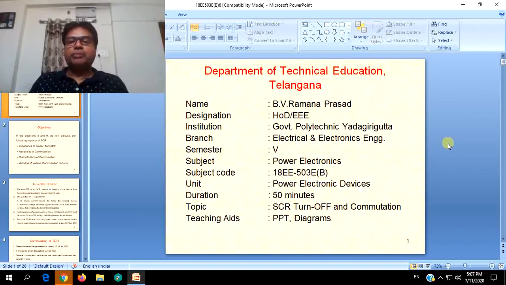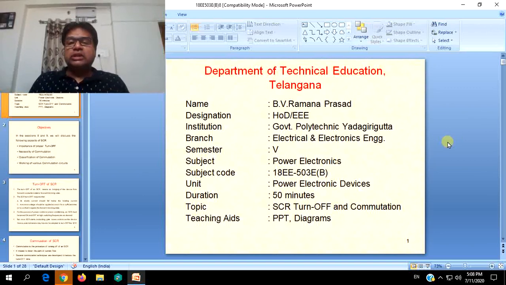And the basic point, we already know that turn off times are very long when compared to turn on times. So to suit the higher frequency of switching, not only the turn on time, we have to control the turn off time also, and we have to make it as small as possible. And there are so many ways of turning off SCR, which require a lot of time to explain.